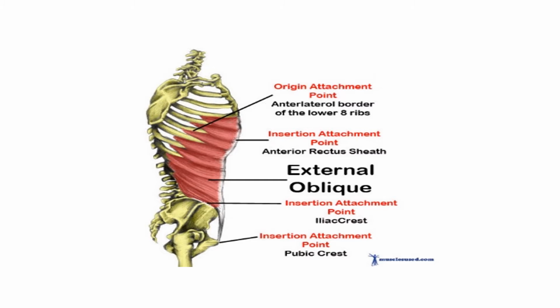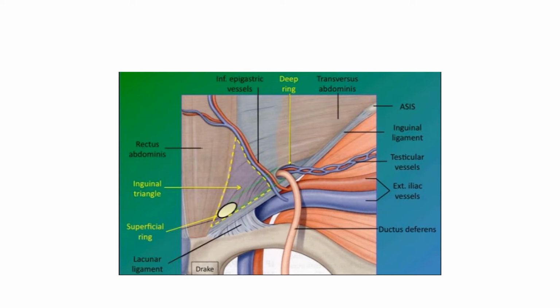Now there are modifications. The lower border of the aponeurosis is thickened to form the inguinal ligament, extending from the anterior superior iliac spine to the pubic tubercle. Then in the aponeurosis there is also a triangular gap, that is the superficial inguinal ring. This superficial inguinal ring is seen above and lateral to the pubic crest, and the structures passing through are the ilioinguinal nerve and the spermatic cord or the round ligament.